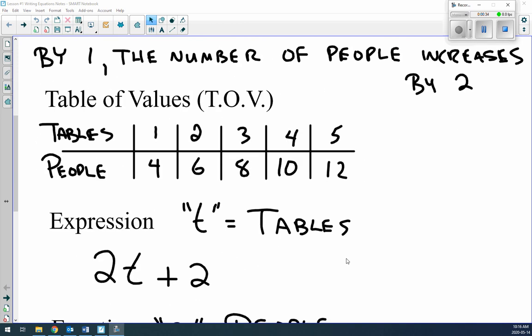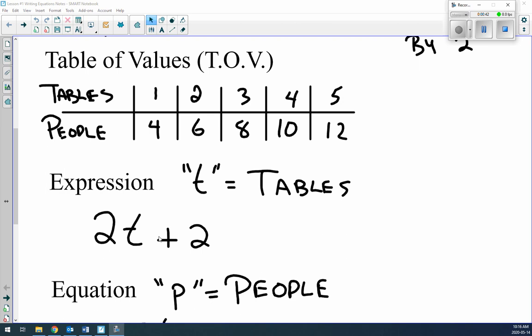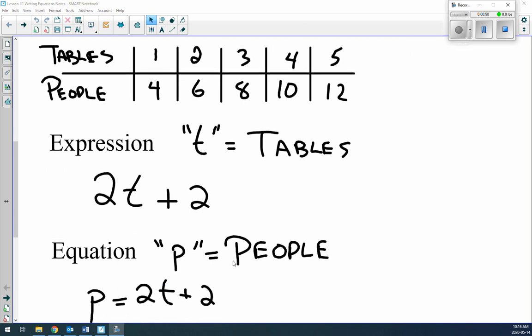Then you can create what's called an expression. An expression doesn't have an equal sign in it. So define your variable. t equals tables. You can use any variable you want. So 2t plus 2. And you can check if that works. For instance, 3 tables: 2 times 3 is 6, plus 2 is 8. Yeah, that works.